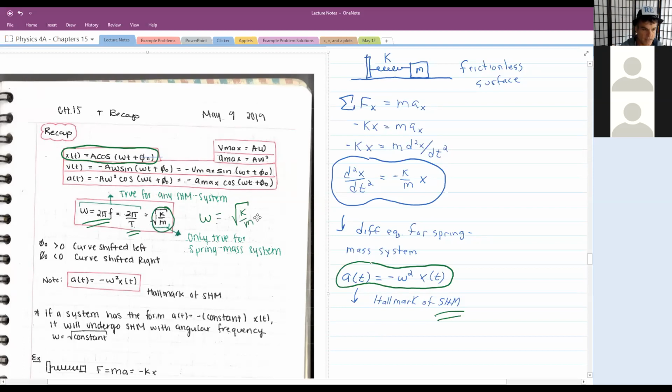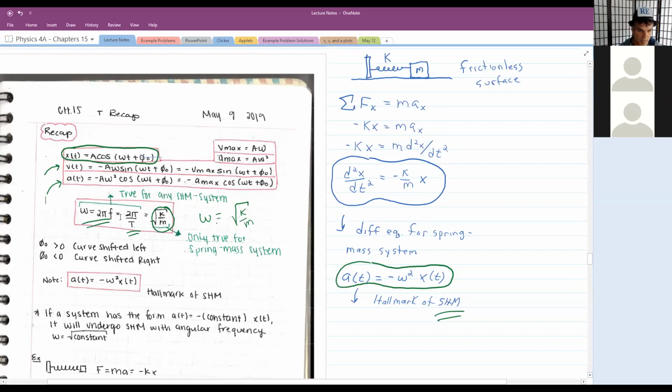If I want the velocity versus time, I can take the derivative of position versus time, and I get negative A omega sine of omega t plus phi naught. And if I want the acceleration versus time, I take the derivative of the velocity. I get negative A omega squared cosine of omega t plus phi. The phase angle describes the initial conditions of the system, the initial position and the initial velocity.